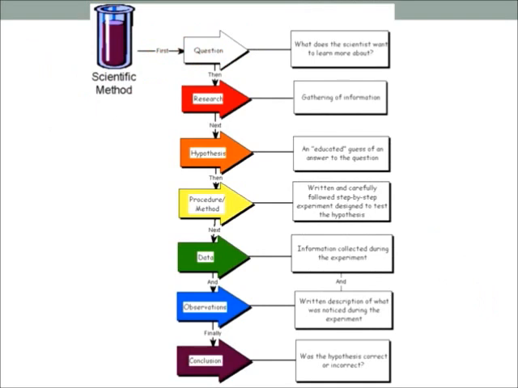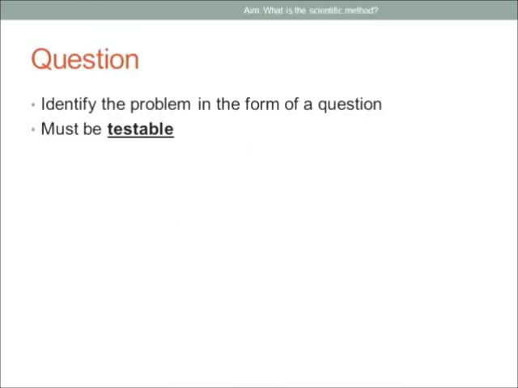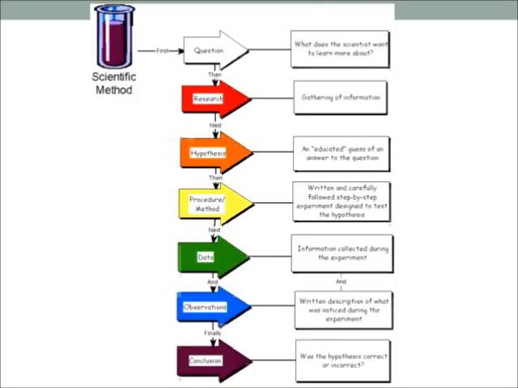The scientific method begins with a question. What does a scientist want to learn more about? We identify our problem in the form of a question, and the question must be testable. Once we've identified our question, we gather information by conducting research. We can go to the library, or we can rely on the internet for more information about our question.